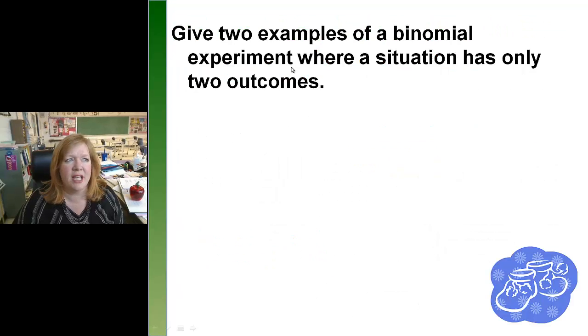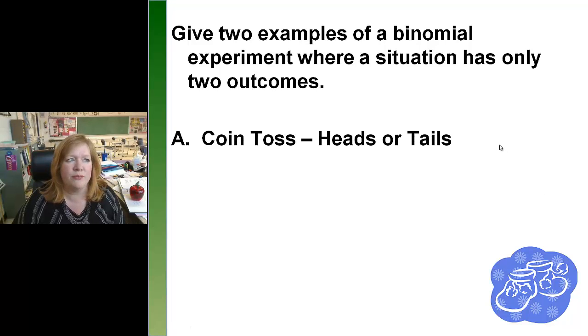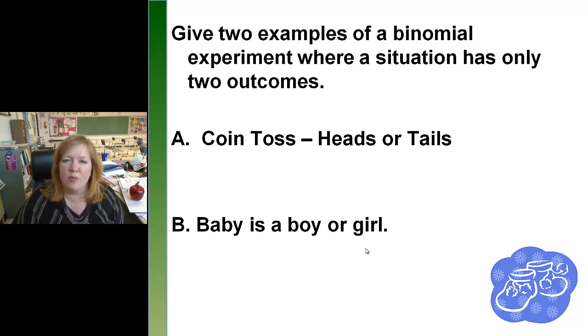So let's give two examples of a binomial experiment where a situation only has two outcomes. So a coin toss, heads or tails. A baby is a boy or a girl.